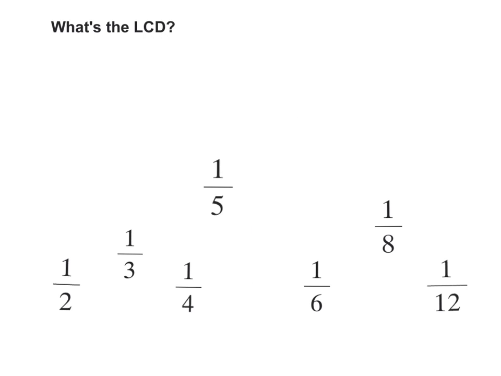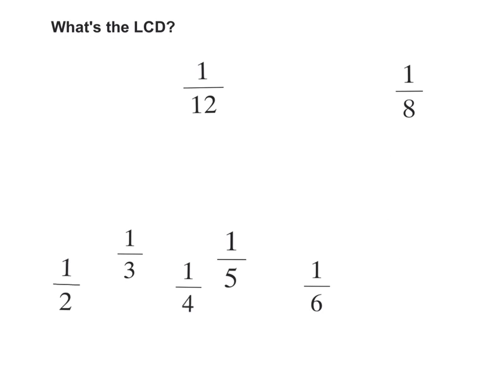Nice. Okay, let's try 1/5 and 1/8. 40. Good. Let's try 1/12 and 1/8. 24. Huh. In the other ones, you just multiplied them. Should I multiply 8 times 12? No. 24 would be a lower common denominator. Great. You guys are quick at this.